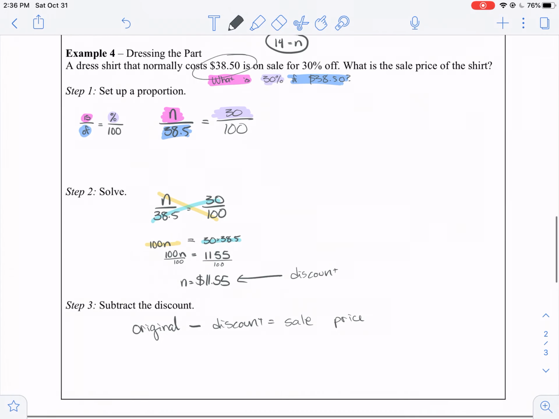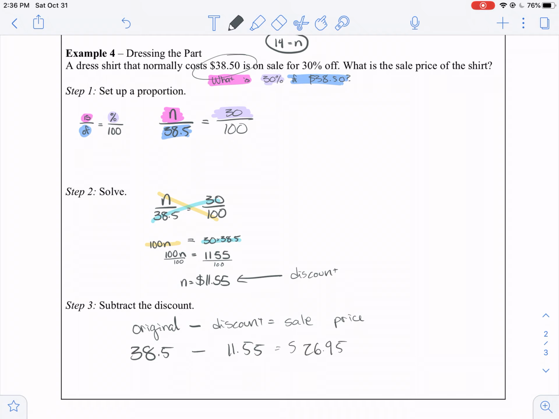Okay, so that's 38.5 minus 11.55, giving us $26.95. Super, it's like 27 bucks. Still, great deal though.